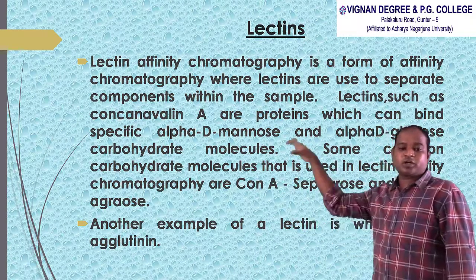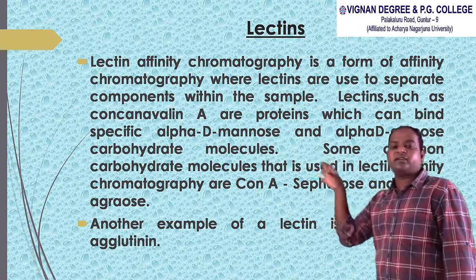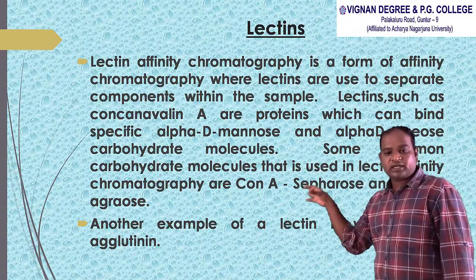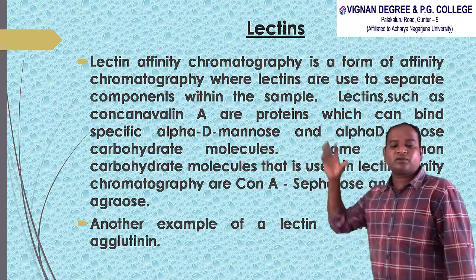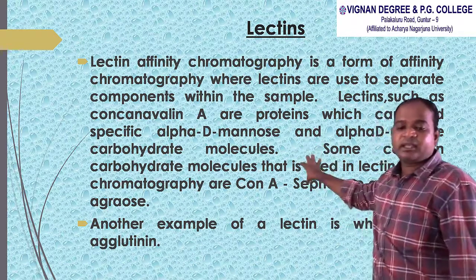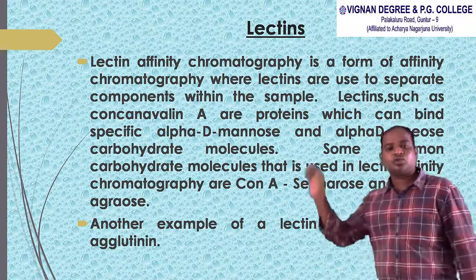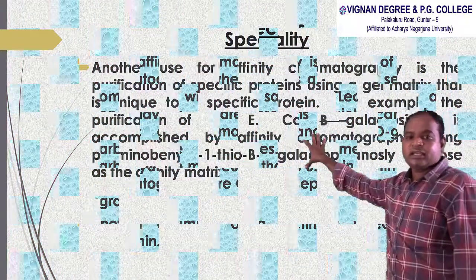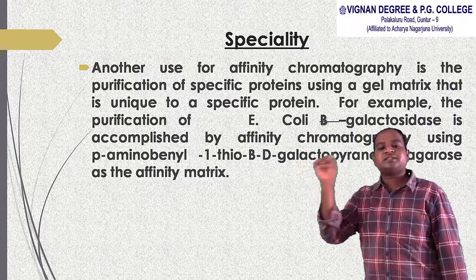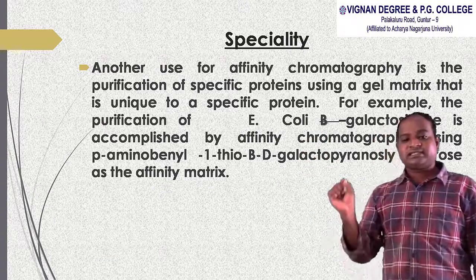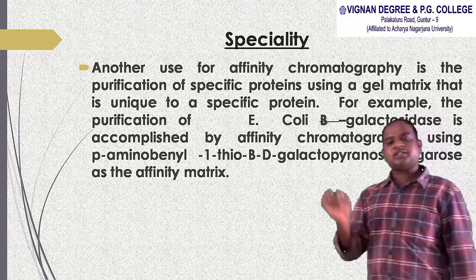Common carbohydrate ligands used in lectin affinity chromatography are concanavalin A, saccharose, and WGA agarose. Another example of a lectin is wheat germ agglutinin. The specialty of the technique is that another use of affinity chromatography is the purification of specific proteins using a gel matrix that is unique to a specific protein.